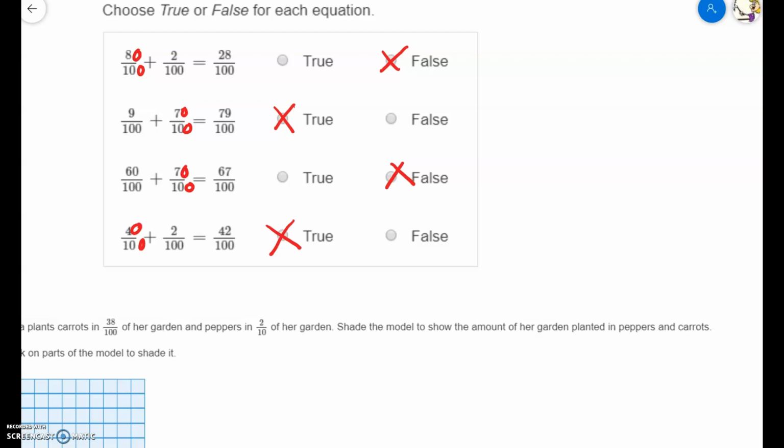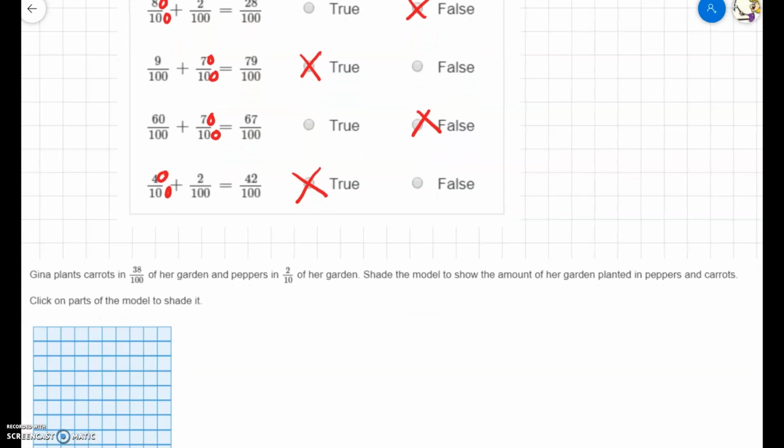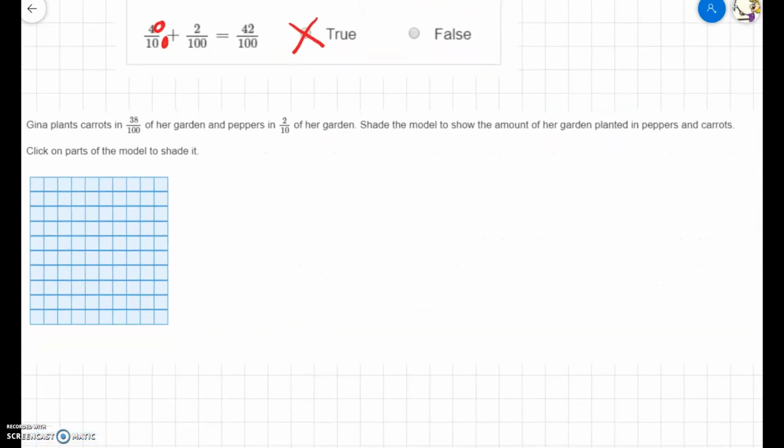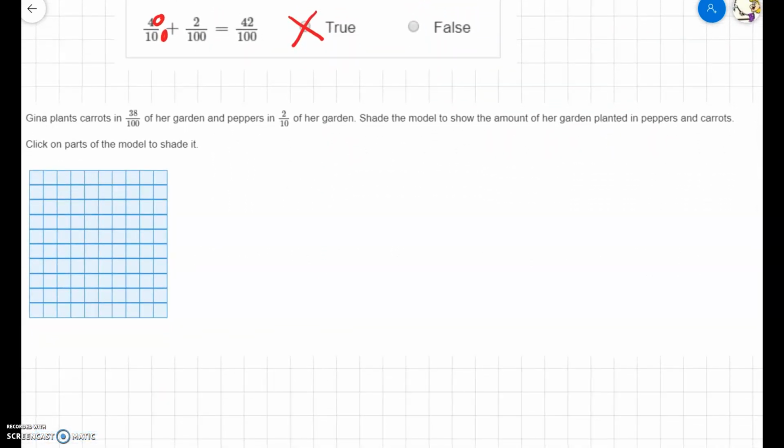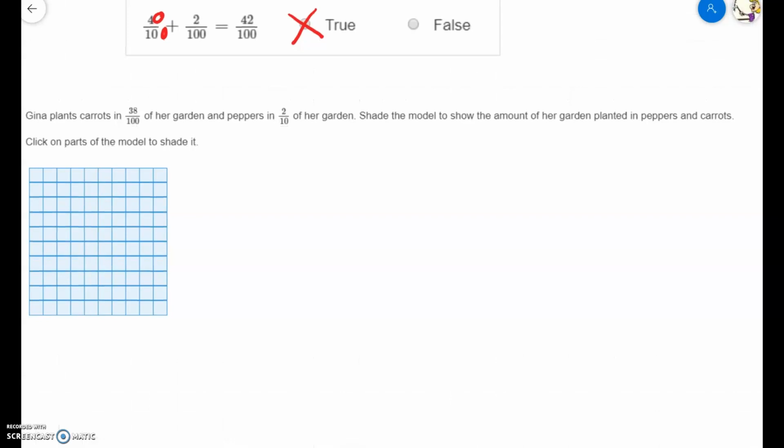So let's look at this next question. I'm actually going to read it and then I'll pause for a minute and let you guys think about it. And then I'll give you the answer. So it says Gina plants carrots in 38 hundredths of her garden and peppers in 2/10 of her garden. Shade the model to show the amount of her garden planted in peppers and carrots. Click on the parts of the model to shade it. That's what you'll do on the quiz. So go ahead and think about how many squares you would shade. I'll just give you a minute to think about that.